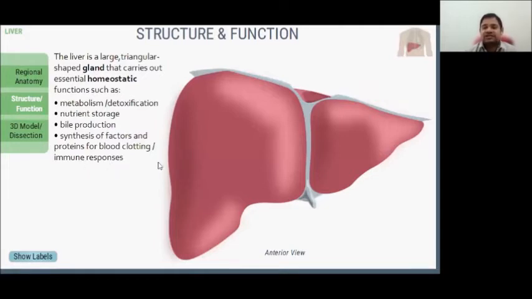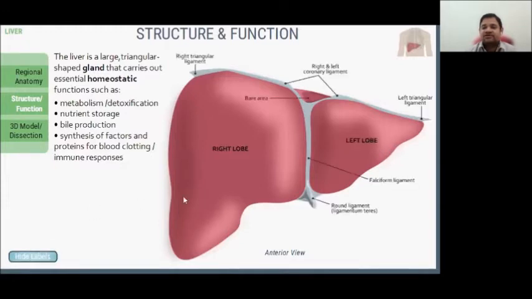Here you are seeing the anterior view of the liver. You can see the right lobe and left lobe. Then there is the falciform ligament. The lower portion is the round ligament, also called ligamentum teres. On the upper side there is a bare area, which is the area not covered by the peritoneal ligaments or layer. On both sides there are the right and left coronary ligaments. Then the right triangular ligament and left triangular ligament are present. These are some structures of the anterior view of the liver.